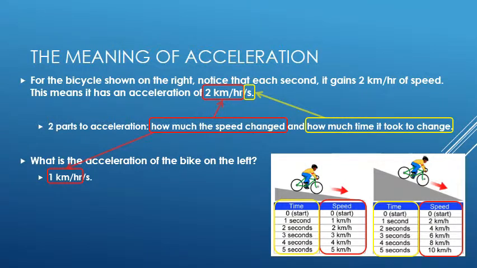The first part, 1 kilometer per hour, is how much his speed changed. And the second part is how much time it took. It took 1 second to change his speed by 1 kilometer per hour. Once again, the acceleration of this bike is 1 kilometer per hour per second.